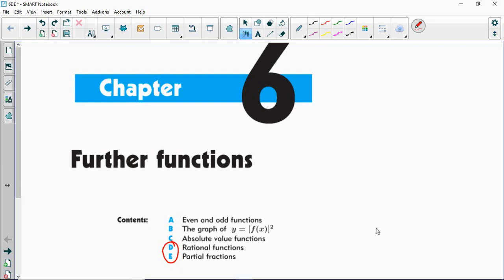Hey everybody, we're going to finish off chapter 6 today. We're going to continue our study of rational functions, which we began back in the core book. And we're going to see a technique known as partial fraction decomposition, which is a way to rewrite rational functions from one form into another. You'll see what I mean in just a few minutes.